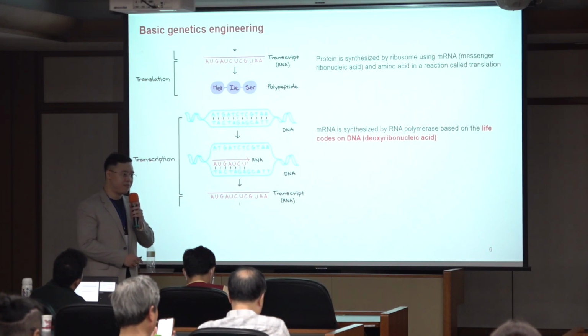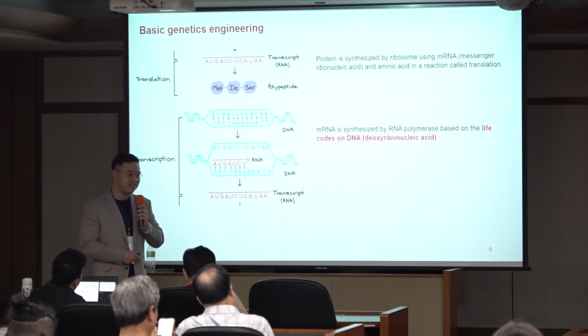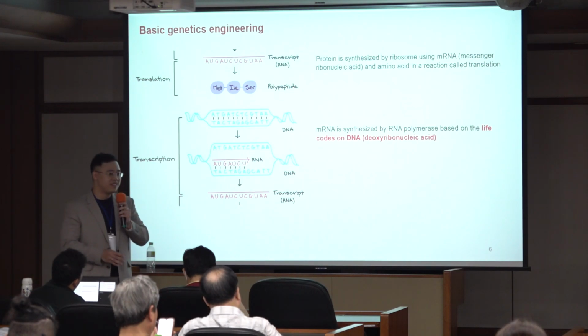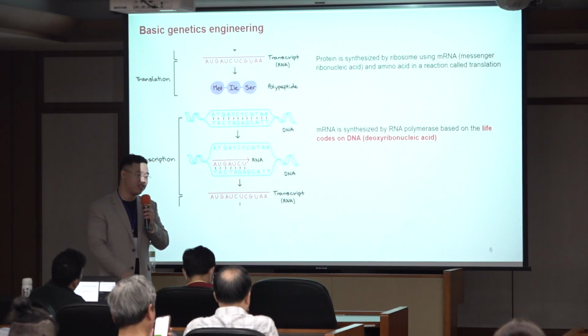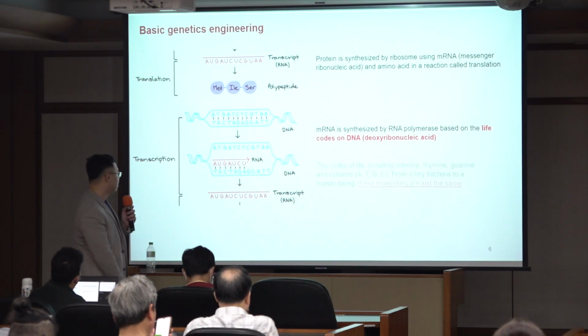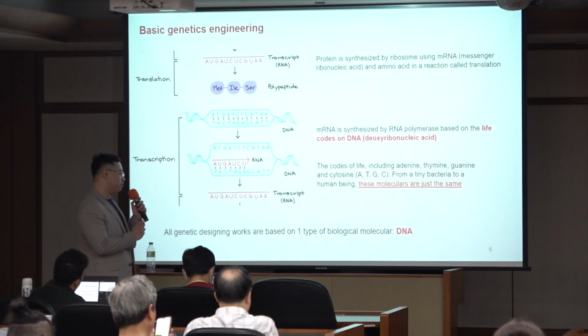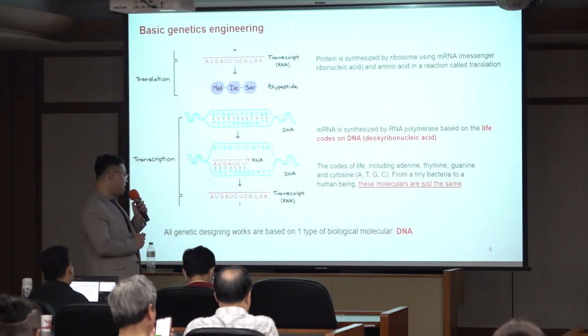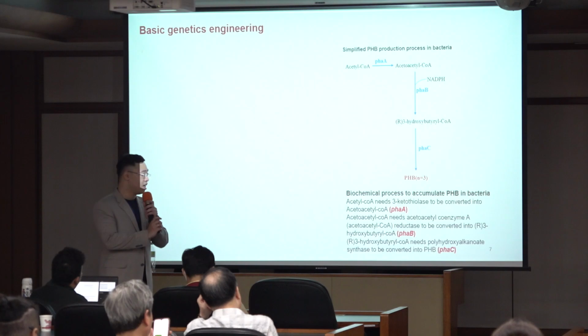DNA is made of 4 molecular nucleotides. The short name is ATGC: adenine, thymine, guanine, and cytosine. That ATGC is the same, person by person, species by species. They are all the same, ATGC. So all genetic design work is based on that molecule, which is DNA.